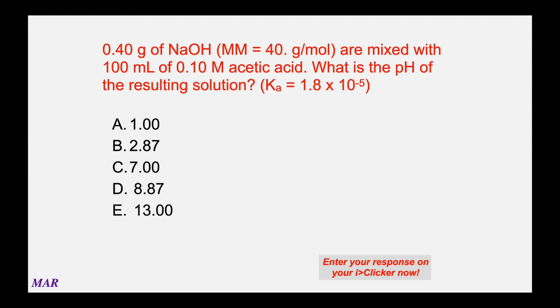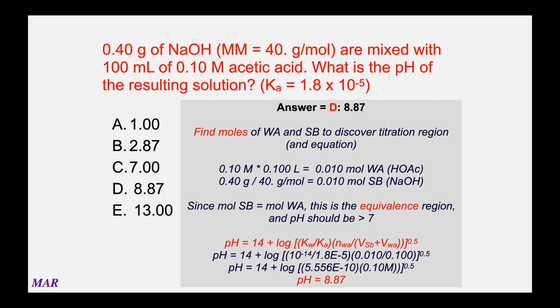And from there, you can find the corresponding region, all right? If the moles are equal, it's equivalence. If you have more acetic acid than sodium hydroxide, it's pre-equivalence, etc., etc. That's what I did here in this problem. So first of all, I realized it's weak acid plus strong base. I then found the moles, and lo and behold, the moles are equal to each other. So if the moles of weak acid and strong base are equal to each other, this is the equivalence point.